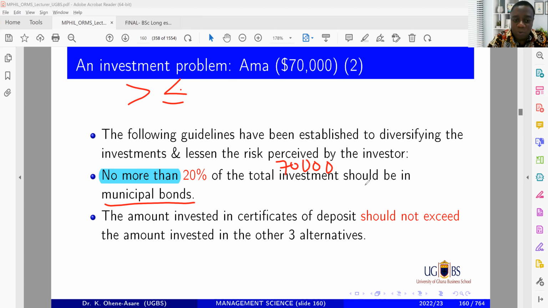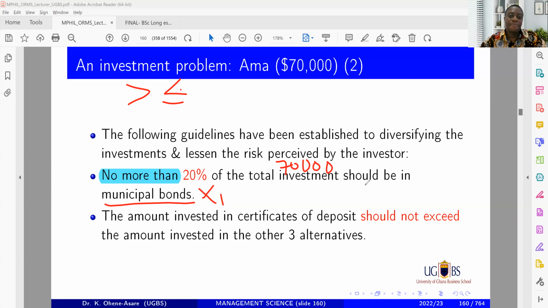Municipal bonds is X1. Isaac, you have a question? Oh, no, Doctor, I wanted to respond to that. Okay. That municipal bonds was represented. Okay, it's X1. So if municipal bond is X1, we are talking about X1. No more than 20% of the investment should be in X1. So you got to calculate 20% of 70,000.